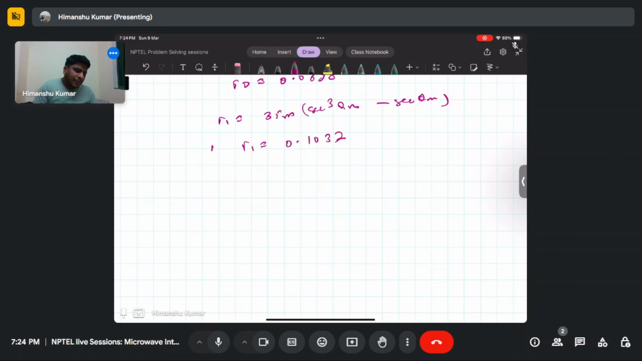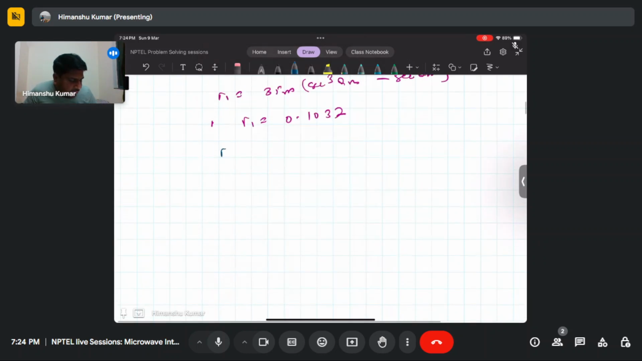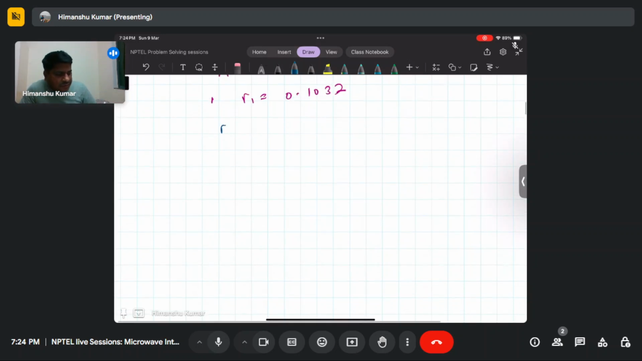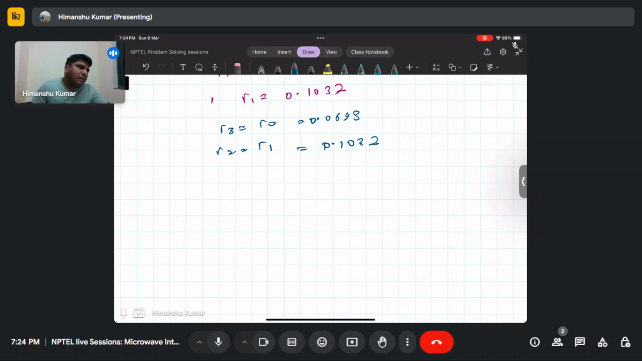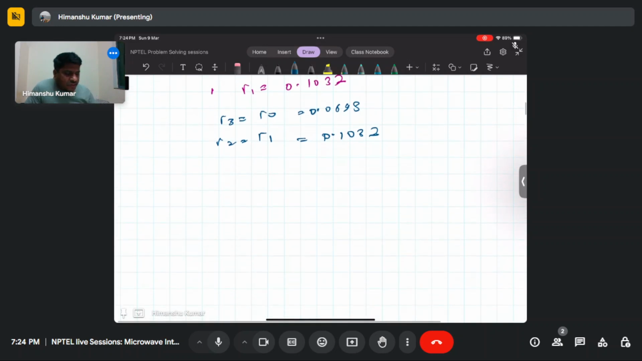With the symmetry, we can calculate the other values. Once we have calculated gamma 1 and gamma naught, we can calculate the other values with symmetry, because this is a periodic and symmetric function. So gamma 3 will be equal to gamma naught, and gamma 2 will be equal to gamma 1, which are equal to 0.0698 and 0.1037 respectively.